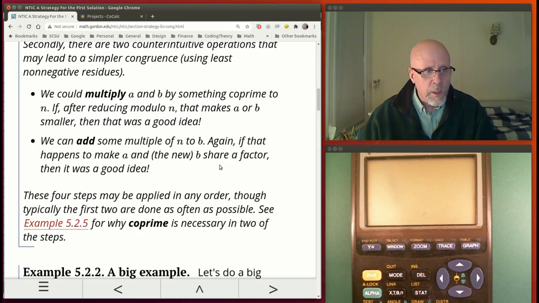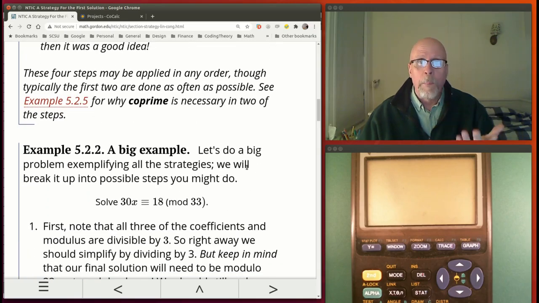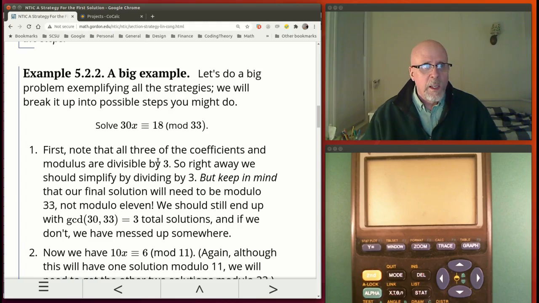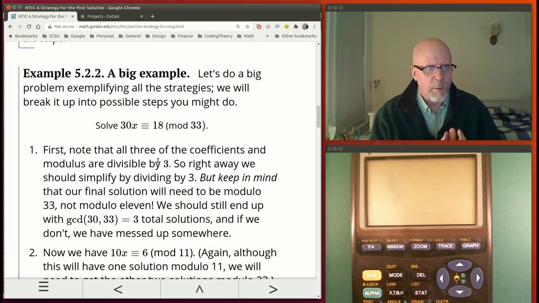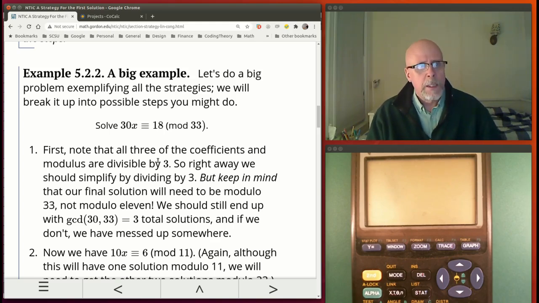Okay, so there's a good example of this. He calls it a big example. I like this. So we're going to solve 30 times x congruent to 18 mod 33. That's weird, 33 is the modulus I just randomly picked a second ago for illustrative purposes.